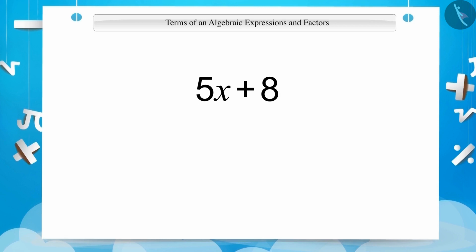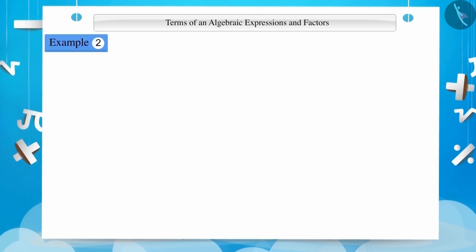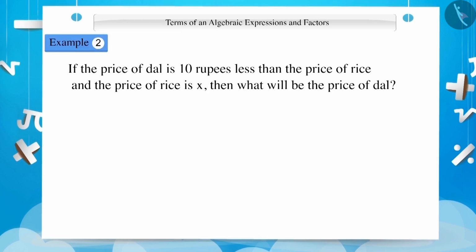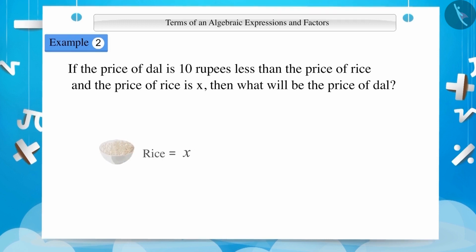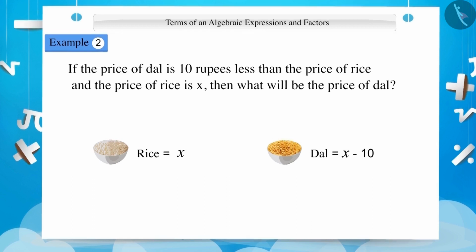Let's understand this with the help of an example. If the price of dal is 10 rupees less than the price of rice and the price of rice is x, then what will be the price of dal? It is very important to understand the information given to us to express a statement in an expression. A good way to understand the information is to simplify the language. In the given example, the price of dal is less than the price of rice by 10 rupees. Here, the price of rice is x. Thus, by deducting 10 from x, we get the price of dal, x minus 10.